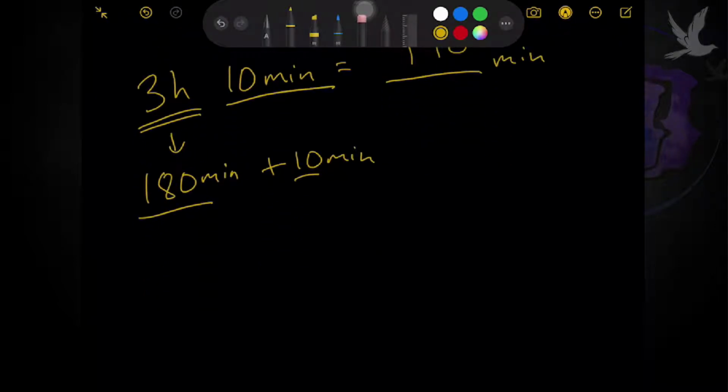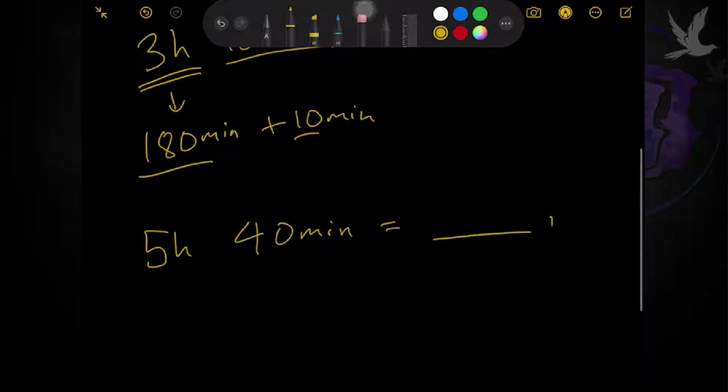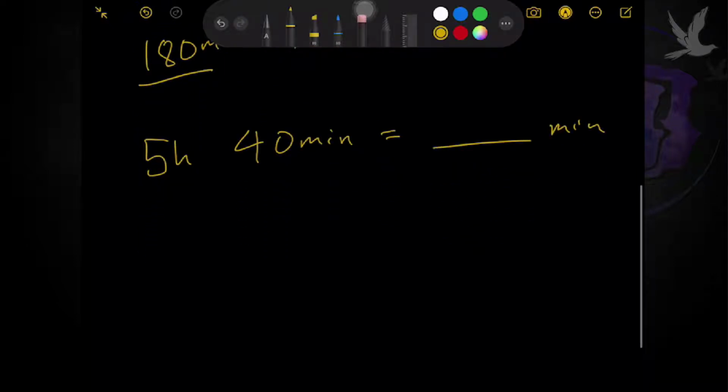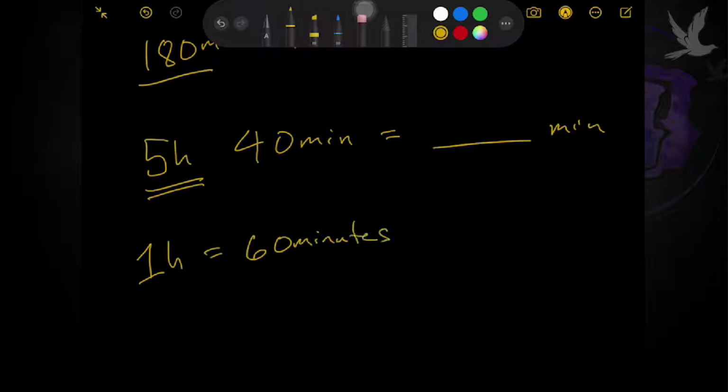Okay, so let's say you have 5 hours and let's say 40 minutes. What is its total in minutes? So all you need to do is just to take 5 hours and convert it to minutes. Okay, knowing that for every hour is equivalent to 60 minutes, all you need to do whenever you need to change hours to minutes is take the minutes, 60, and multiply to the number of hours given, which in this case is 5. So proceed with multiplication.